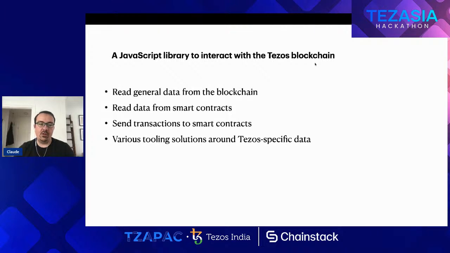And finally, the fourth feature that we're going to talk about and that Taquito is going to give you is different tooling solutions that you can use around Tezos-specific data. So there are different methods in the Taquito library that you can use to format data, to validate data. So different things that you can use to make sure that the data you're using is proper data, or that you have the right data. We're going to see some examples of that kind of solutions that Taquito is going to give you to make your life easier as a Tezos developer.